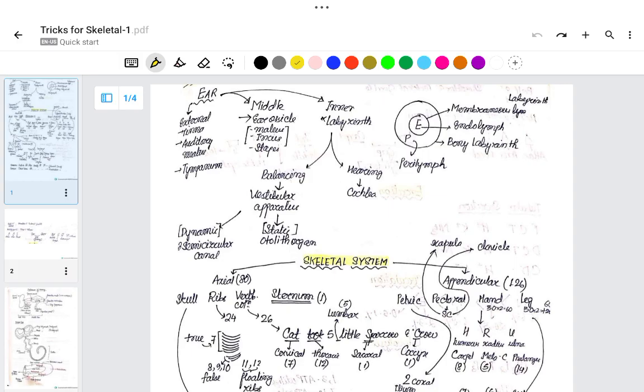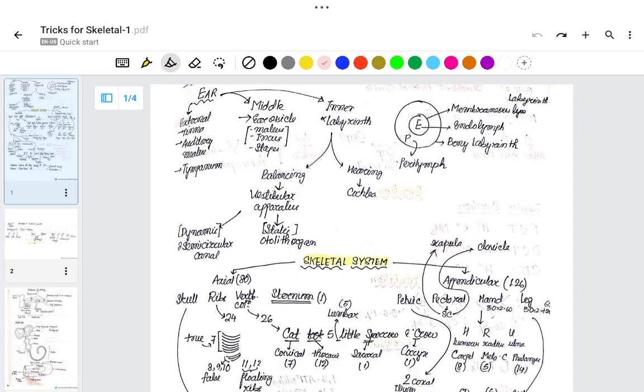So the ear is divided into three parts. First is the external ear, the middle ear, and the internal ear. Let us revise again. The ear is divided into external ear, middle ear, and the inner ear, right? External, middle, and inner ear. Okay, so what does the external ear consist of?